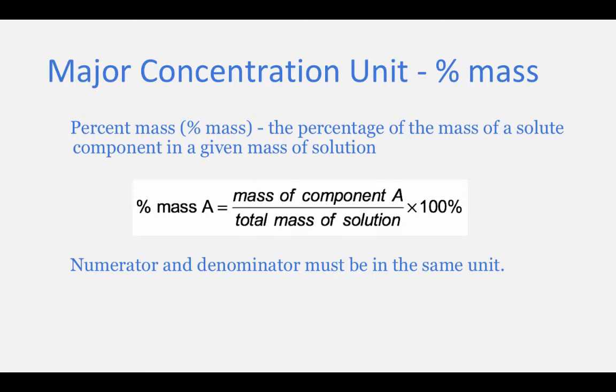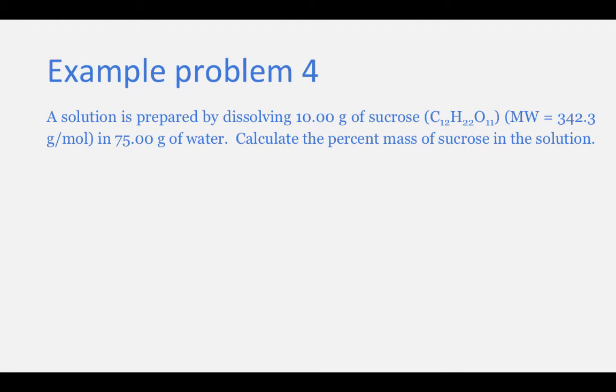A solution is prepared by dissolving 10.00 grams of sucrose, C12H22O11, which has a molecular weight of 342.3 grams per mole, in 75.00 grams of water. Calculate the percent mass of sucrose in the solution. First, what are they asking you to solve for? Percent mass. Second, what kind of information did they give you to find this quantity? They give you an amount of grams of a solute, a formula weight of the solute in grams per mole, and an amount of solvent in grams.